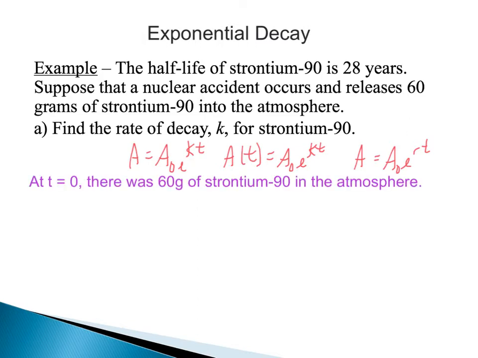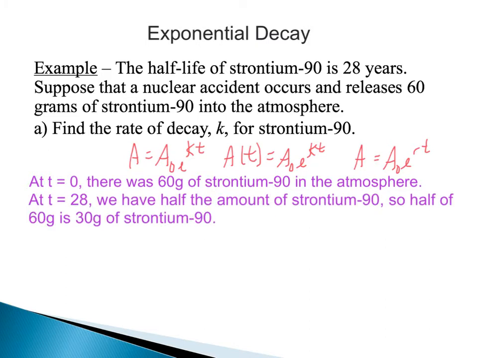Now, what we know about the half-life of strontium-90 is that it's going to take 28 years for half of it to decay. So that means that at t equals 28, we would have half of that original amount, which means we're going to be taking half of 60. Well, half of 60 is just equal to 30. So at t equals 28, we would have 30 grams of strontium-90.